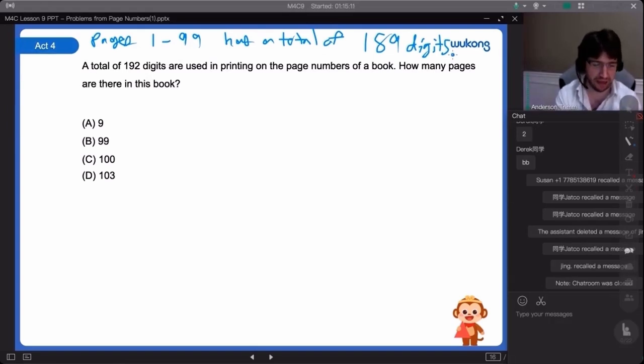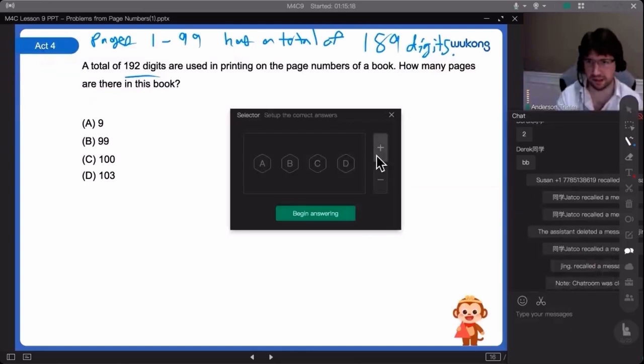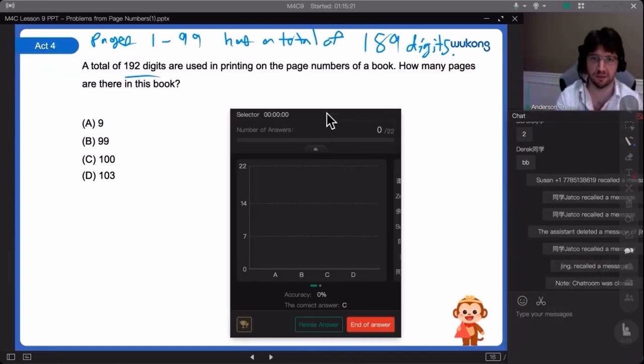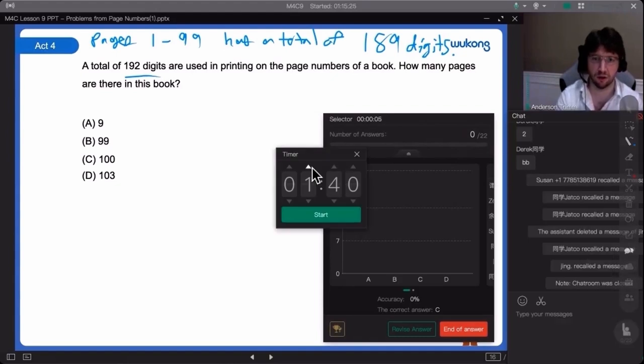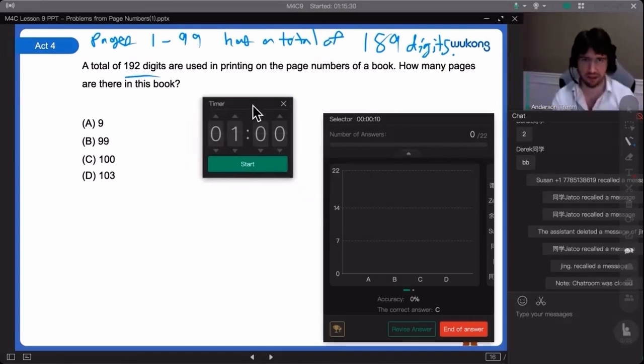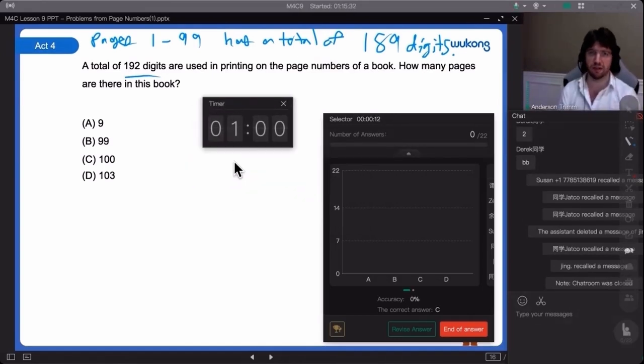So we have 192 digits in some book. How many pages are there in total? This one should be quite easy once you know that sentence above. No need to start all the way from the beginning. You already know that pages 1 through 99 have a total of 189 digits. This book has 192 digits, slightly higher, so it must have some number of three-digit pages, and you can figure out the total number of pages. If the book had 99 pages, it would have 189 digits. This one has 192.